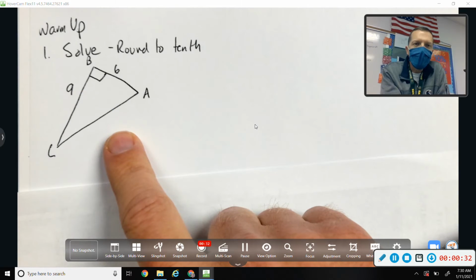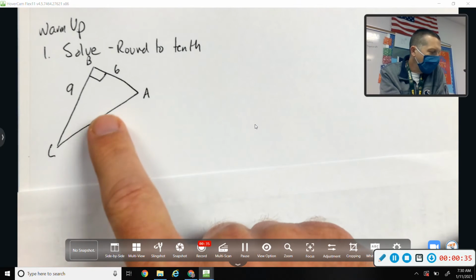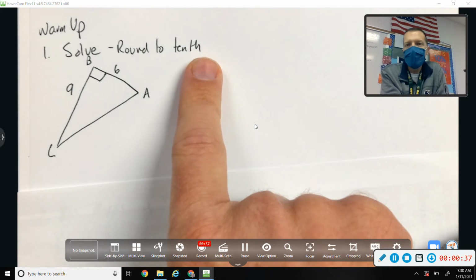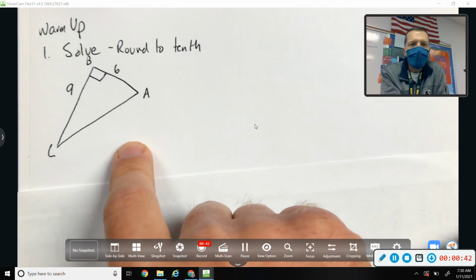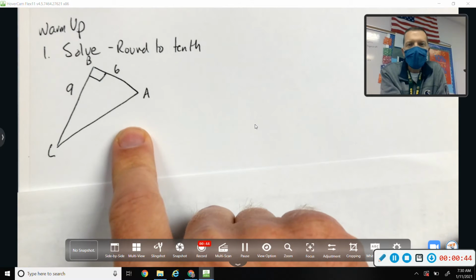So try this one. Round, solve means find everything. Round to the 10th lets you know that one decimal place is all we're looking for on these. So give that a go, press pause, give it a try, and then come back.